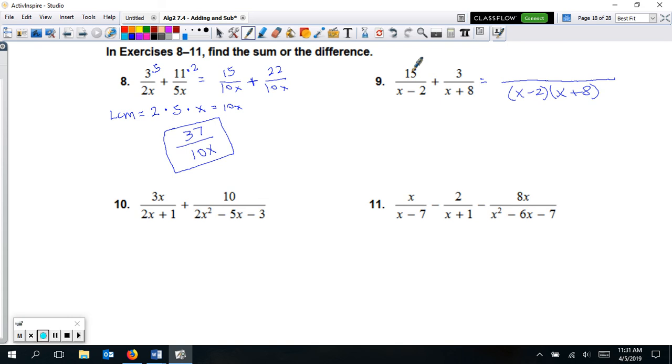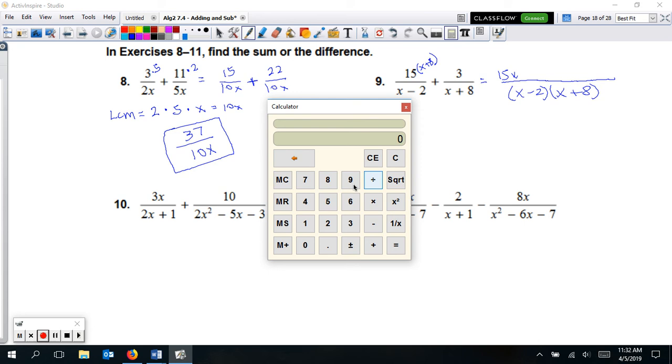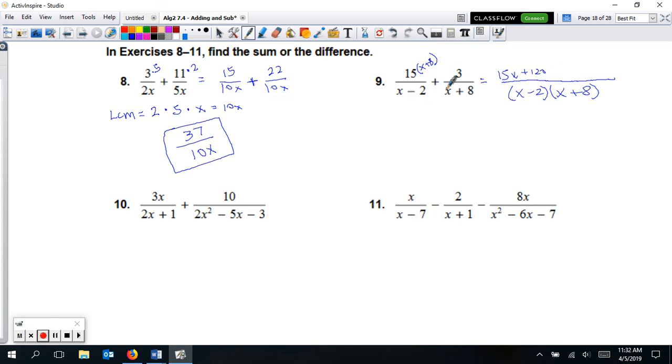So 15 is going to get multiplied by the x plus 8 right there. When I multiply that with the distributive property, 15 times x will give me 15x. 15 times 8, if you want to try that here, that's going to give us 120, so plus 120. And then over here for the 3, we're going to multiply it by our x minus 2. So 3 times x would be positive 3x, and 3 times negative 2 is negative 6.